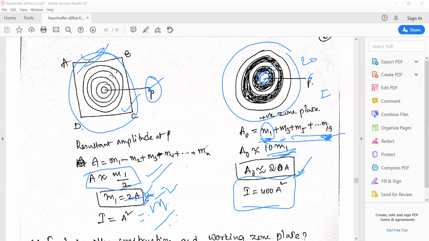You see a very big difference compared to the complete planar wavefront. If it is fully transparent, at this point you only get the amplitude as a square, 1a square. But due to the odd zones, you get almost 400 times a square. So much intensity at point P, so it will be much brighter compared to the complete planar wavefront. That's why a positive zone plate or an even zone plate gives more intensity compared to the complete planar wavefront. So they are useful to generate bright light.